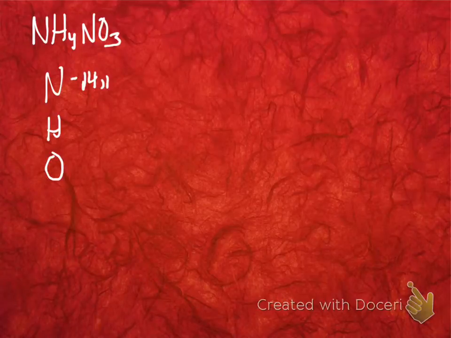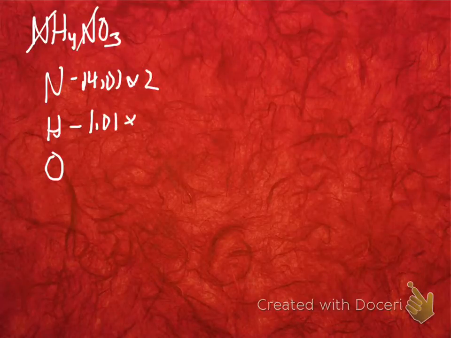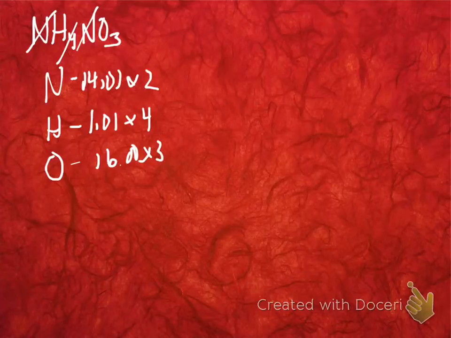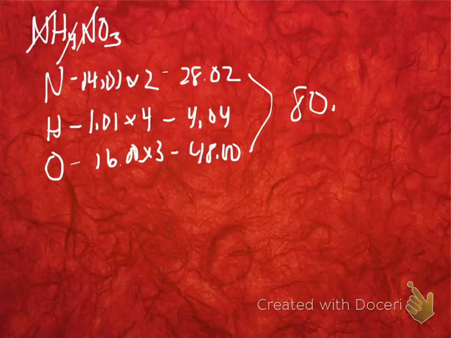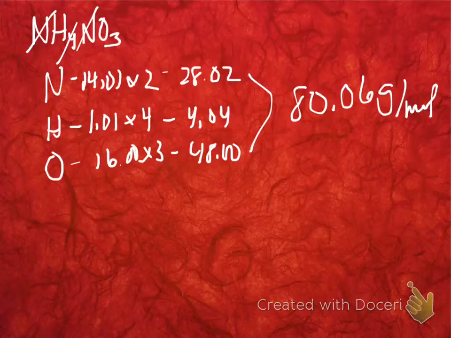And this has a molar mass of 14.01. We have 2 of them, 1, 2. Hydrogen, 1.01, and we have 4 of them. And oxygen, 16.00, and we have 3 of them. So this is 28.02, 4.04, and 48.00. Total is 80.06 grams per mole.